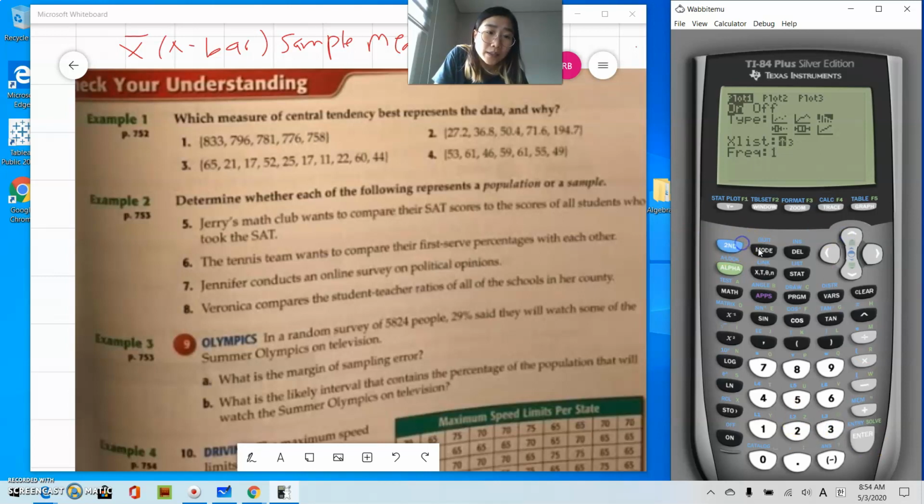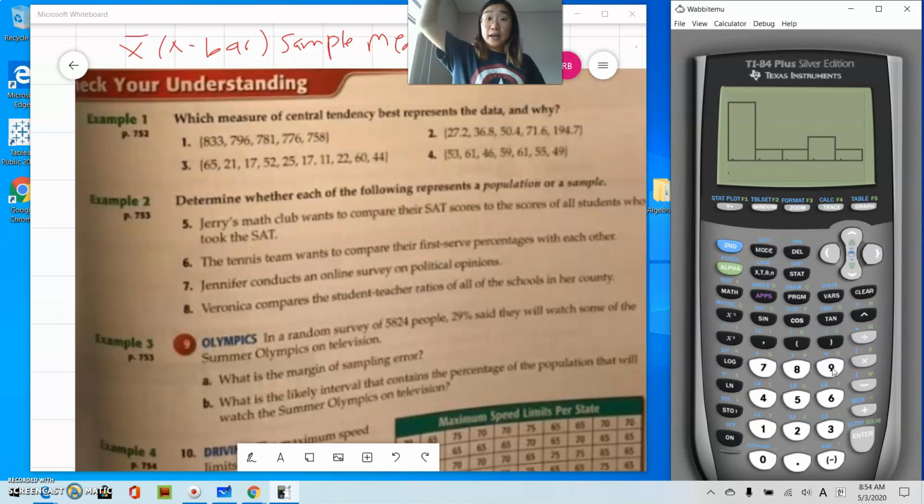And then second mode to quit. And then what you're going to do is you're going to go to zoom and then you're going to press 9 because zoom 9 is zoom step. Okay, so this is a histogram of this data set. And you can see that your mode, the highest value, happens earlier on.